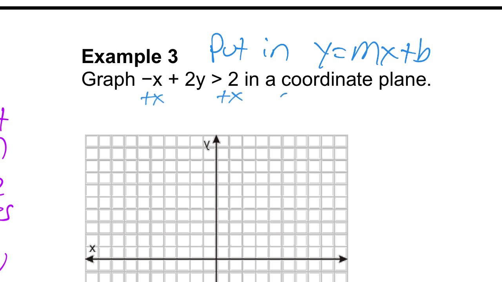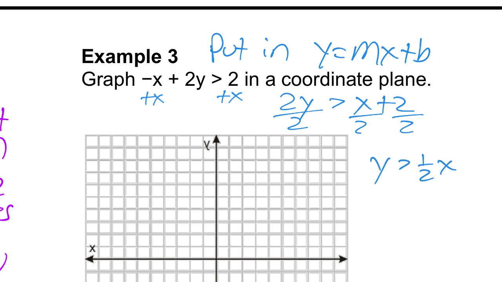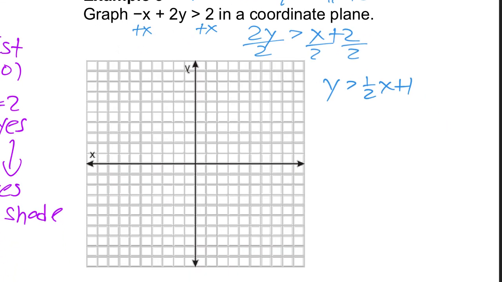And I'm going to get 2y is greater than x plus 2. Divide everything by 2. And I'm going to get y greater than 1/2 x plus 1. That's what I need to graph here. So I go up to 1, so this is an intercept of 1 and a slope of 1/2, and this is also a dashed line.